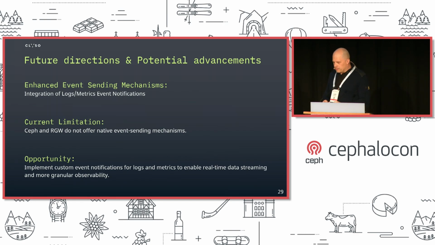Yes, for sure, it would be cool if we could have better event sending and notifications, so that we can somehow configure it in Rados Gateway or in Ceph to say that we need only this and this data, and this data will somehow be provided to us.